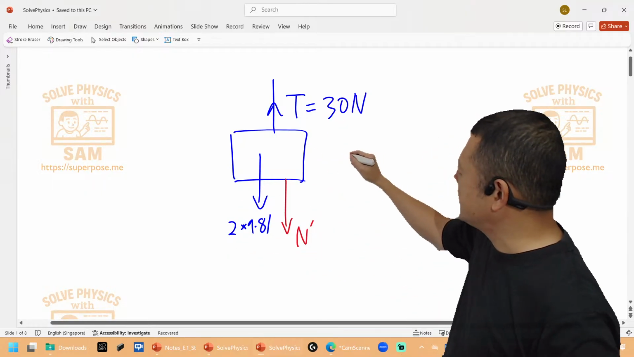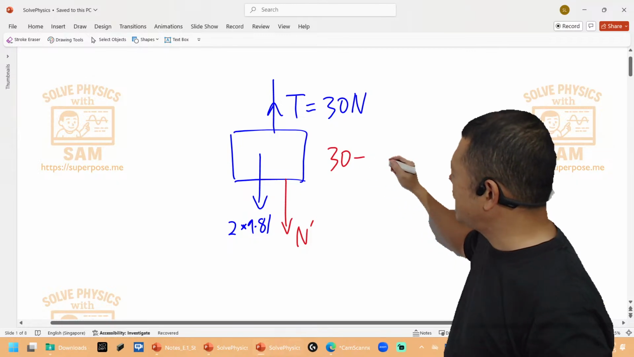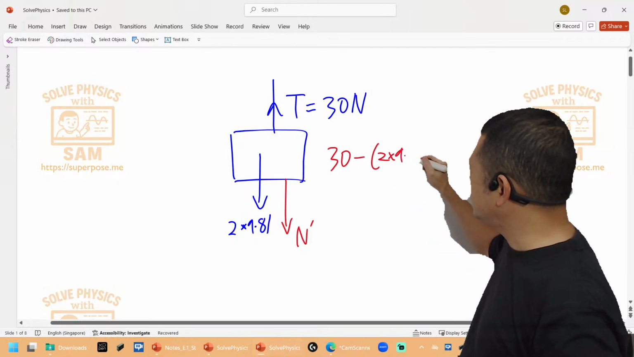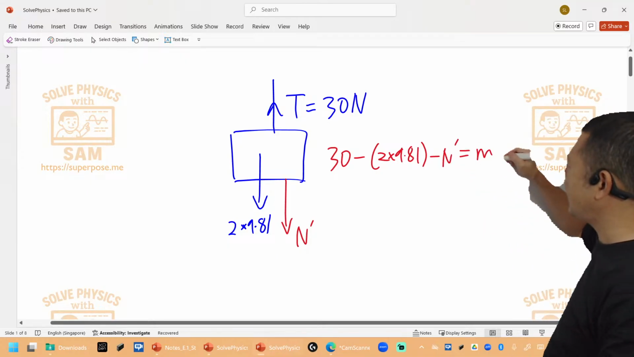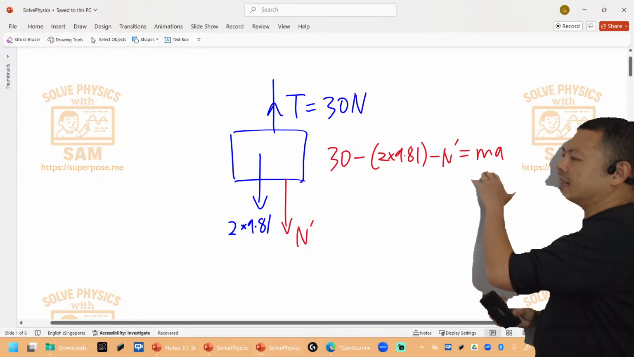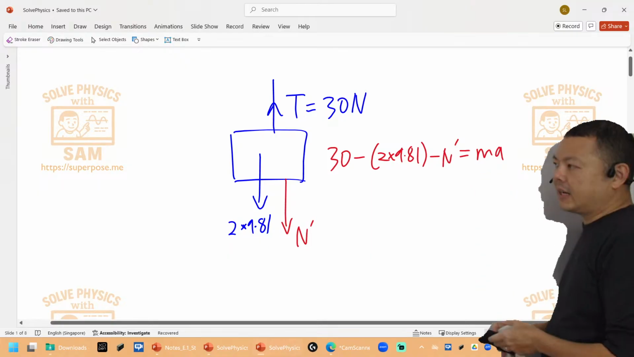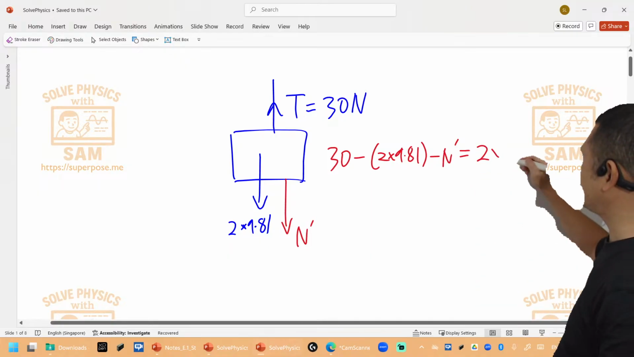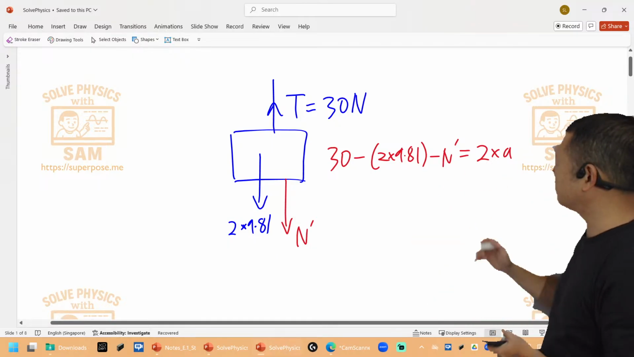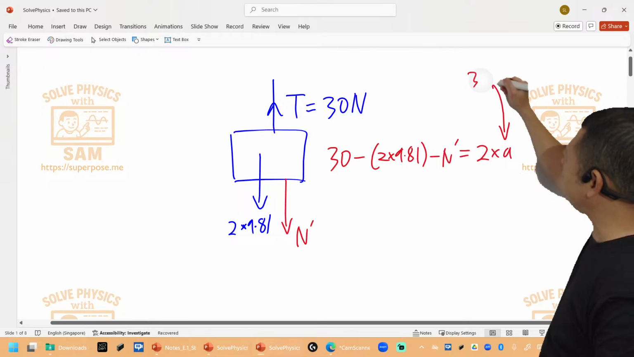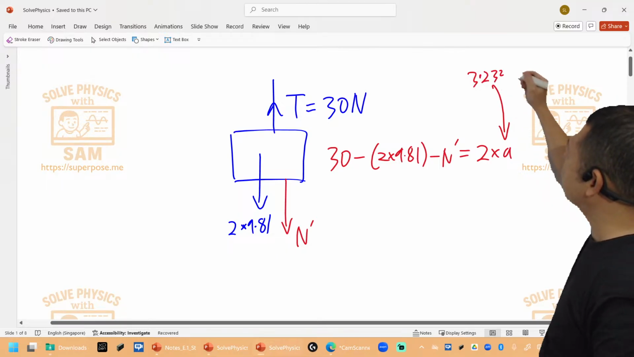Right? So what's the equation? 30 minus 2 times 9.81 minus N prime equals to MA. But the mass here is the mass of the crate, right? So that's the 2 kg mass. So 2 times A. Okay, and then make N prime the subject. You should be able to find it. The A we've gotten just now from 3.2339. Is that right?